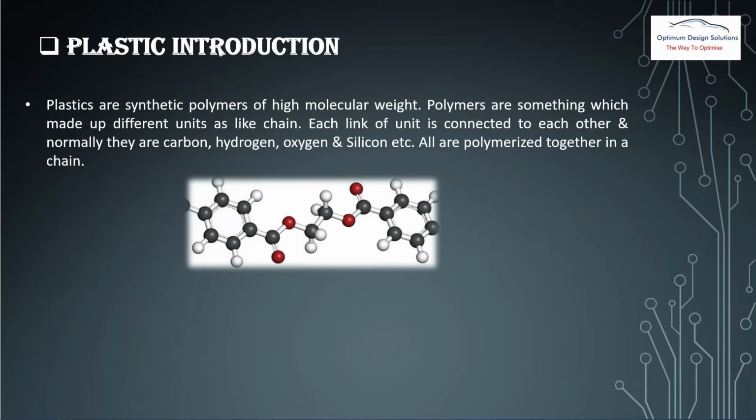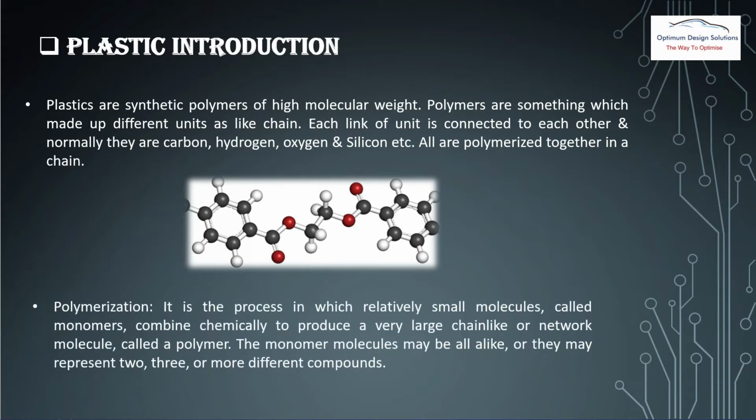Plastics are synthetic polymers of high molecular weight. Polymers are something made up of different units like a chain. Each link of a unit is connected to each other, and normally they are carbon, hydrogen, oxygen, silicon, etc. All are polymerized together in a chain. So this process is known as polymerization. For simplification, you can see in the image the different kinds of units like carbon, hydrogen, oxygen or silicon. They are linked with each other and it forms a structure like a chain.